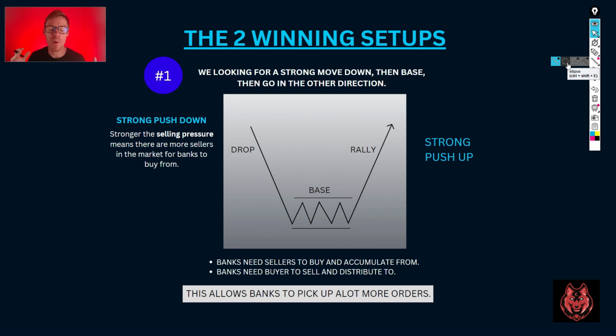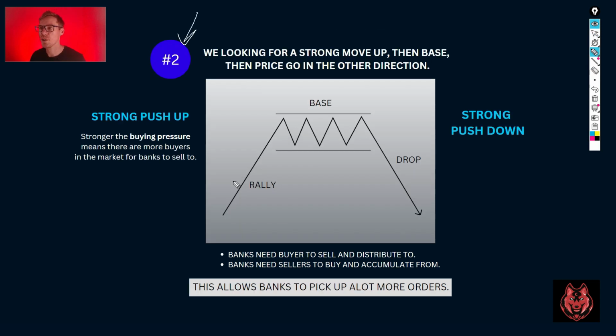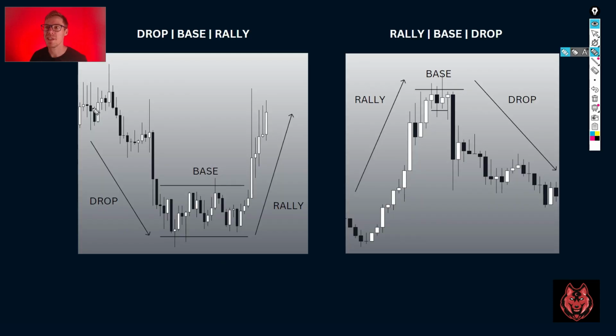This is one of the most important principles you can learn if you want to become a winning trader. And number 2, we're looking for a strong move up, a base, and a strong move down. This is the exact same process, just the other way around. But in essence, we're looking for these rally base drops and drop base rallies. Let us get into some more details here. You can see price drops, bases, and rallies.